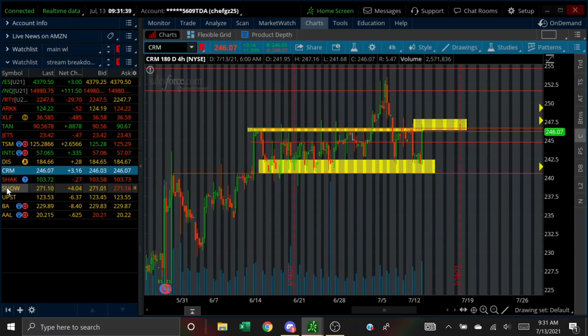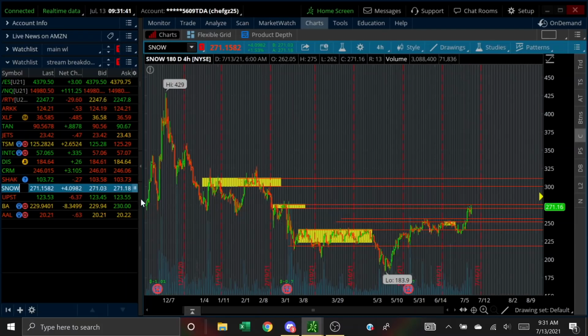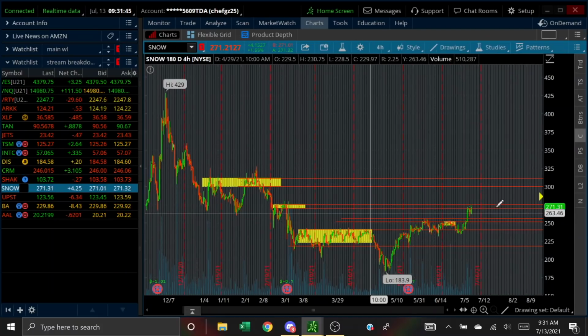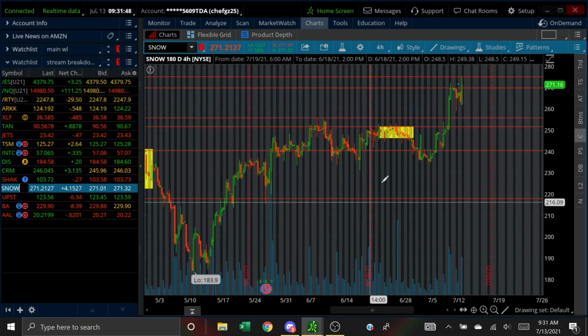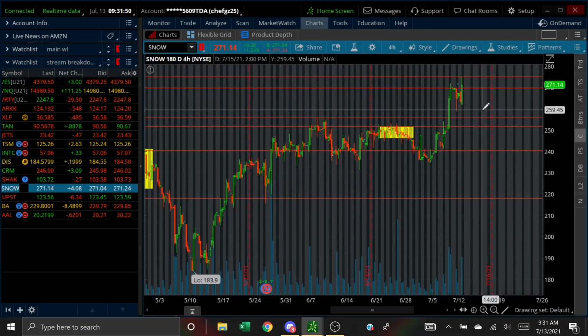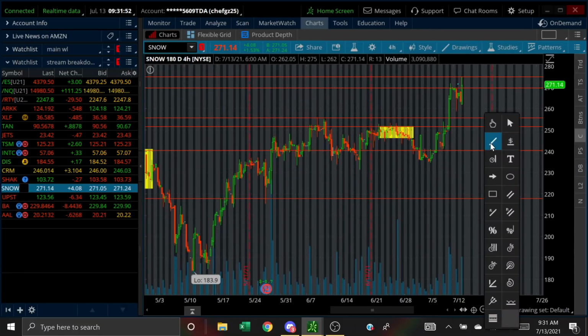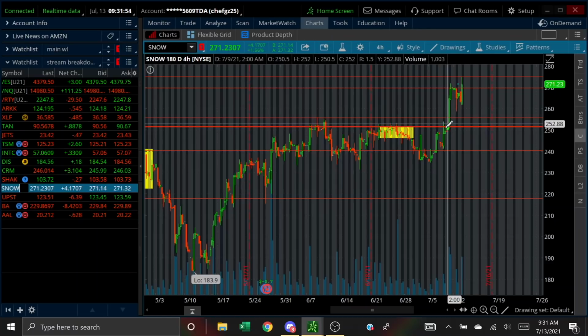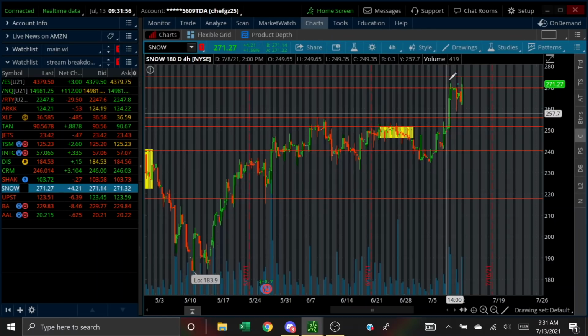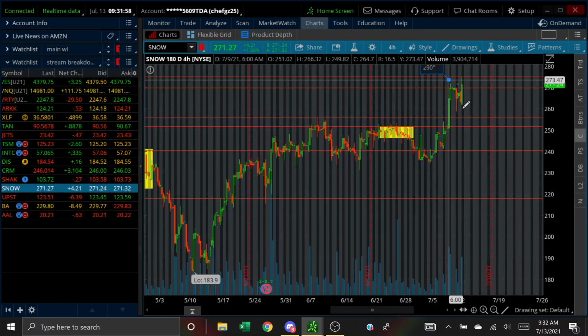And then let me show you another one. The other one that I talked about, SNOW. Okay, same thing here. Look at this, what I mentioned about the staircase pattern right here. The breakout was right here. This was posted in the video. And then look what we got.